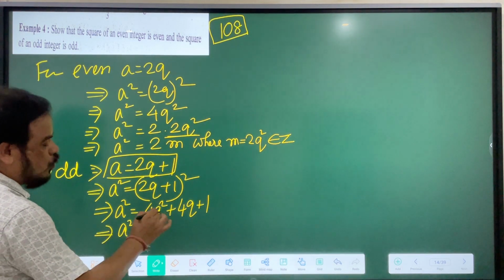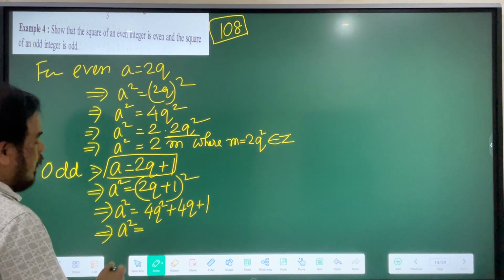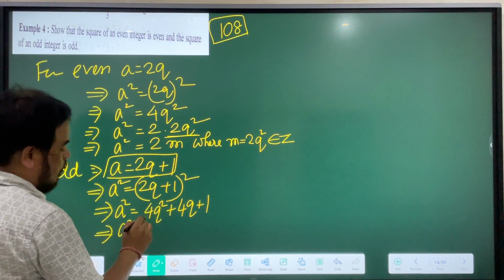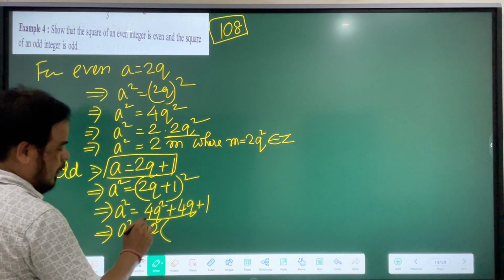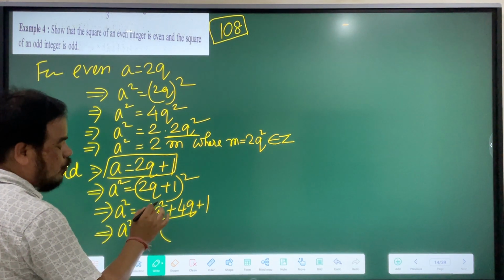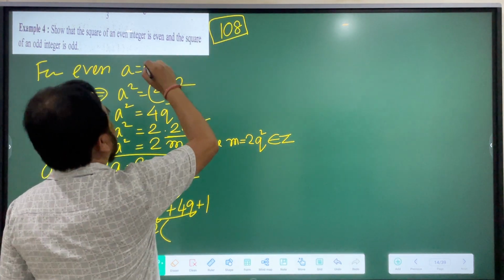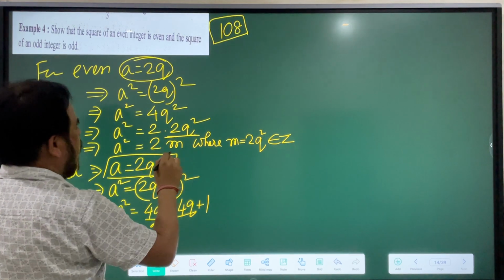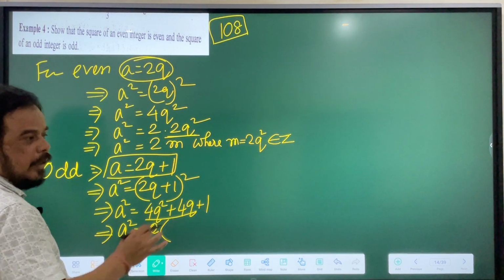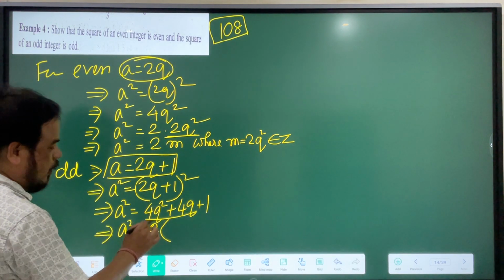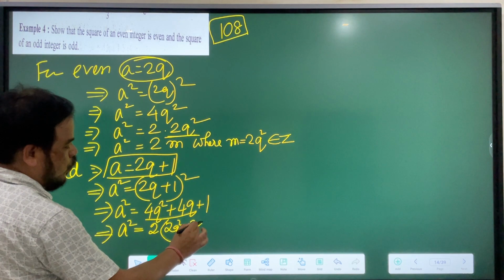Those who have problem to do directly, please do by putting the value correctly. Now, from here we can take 2 common. Why 2 common? Because we are not going to take 4 common. Because in page number 108, a equals to 2q given, a equals to 2q plus 1, not 4q plus 1. According to definition, we are going to do this one. So 2q square plus 2q plus 1.